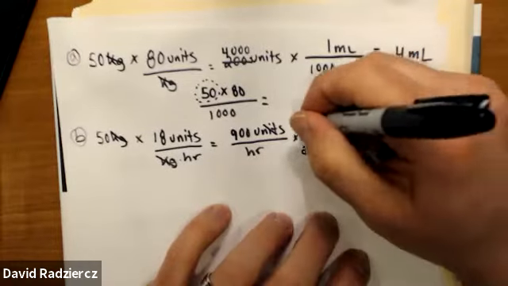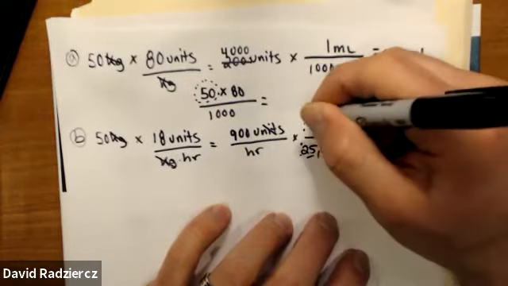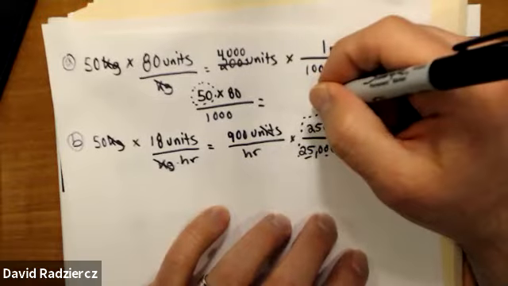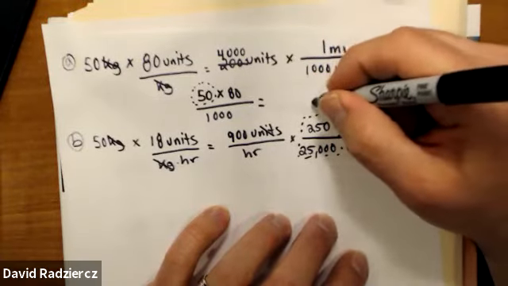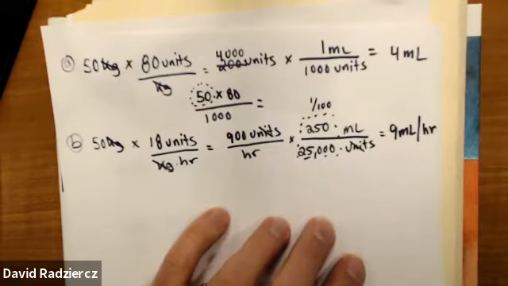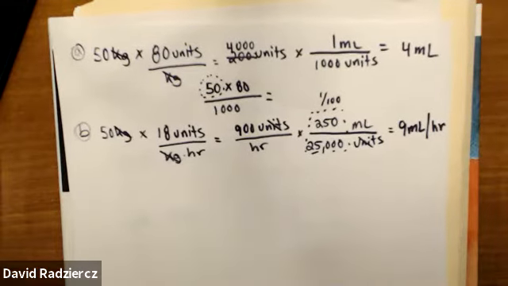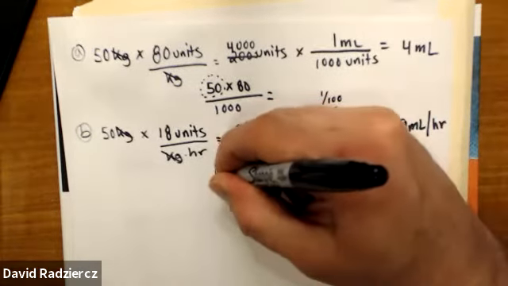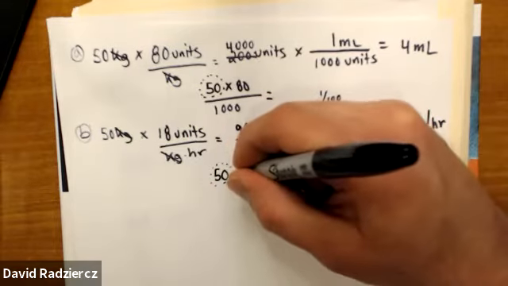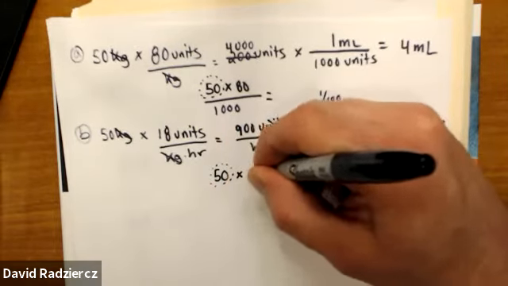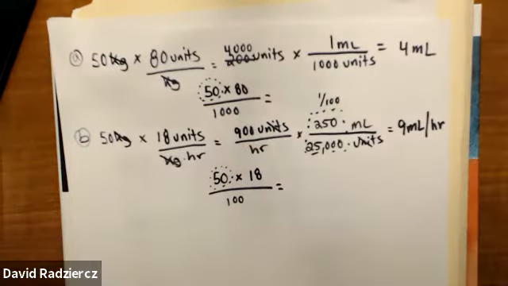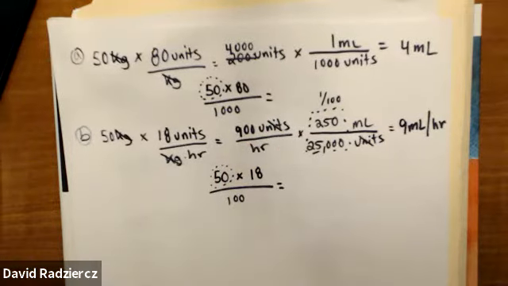Now the shorthand, you can also know, because this doesn't change, and this is the exact same protocol, you'll see the only difference is the patient's weight. That number is the same thing as 1/100. So the shorthand would be taking the patient's weight, and again, that will change. So in this instance, it's 50 times 18 divided by 100, and that will give you the answer for your flow rate.